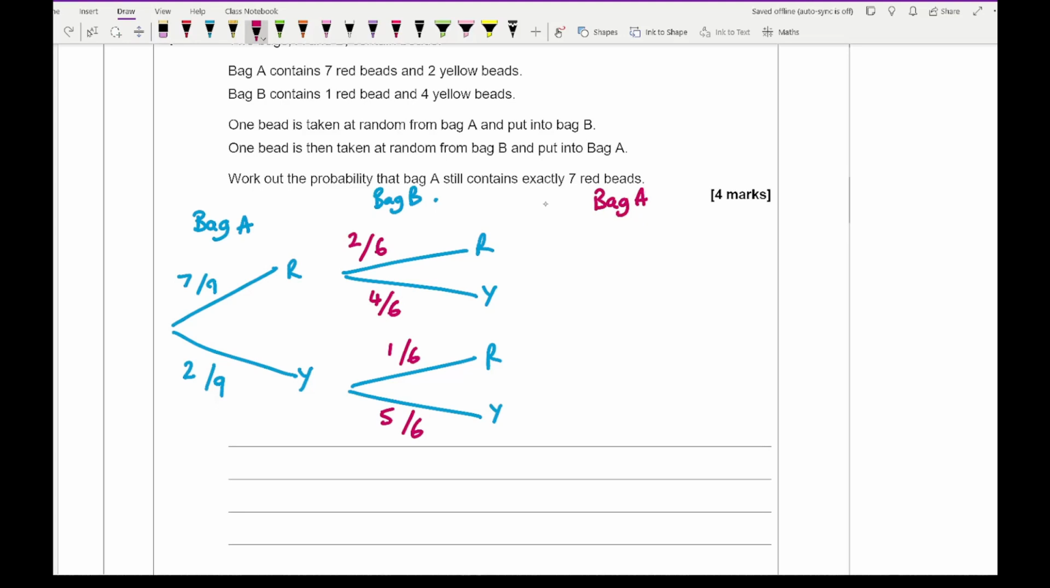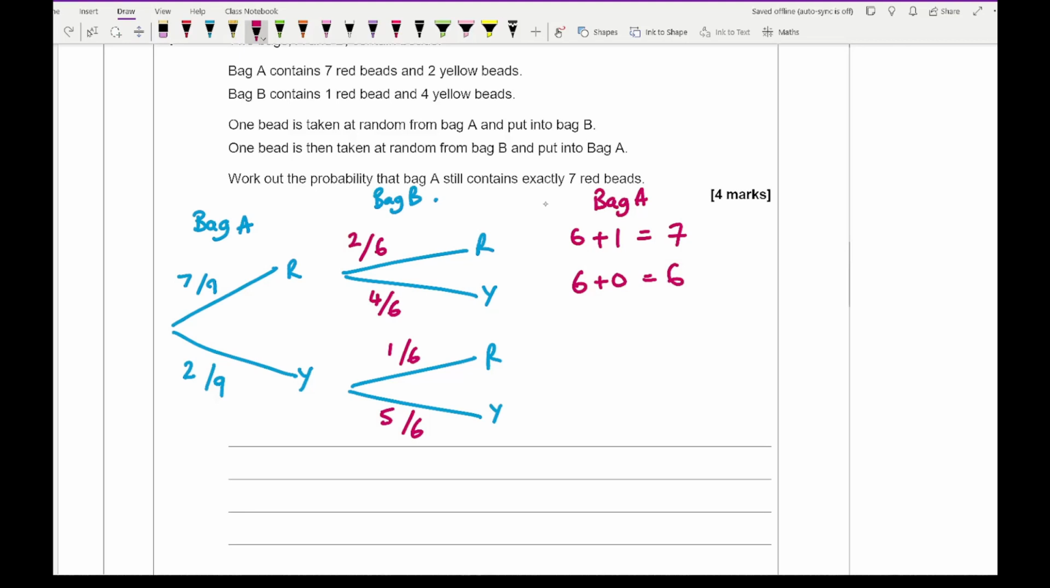Now for the red ones, if I've gone for this route, originally in terms of the red, I've got 6. And then if I'm then going to put 1 in from bag B back into bag A, I'm going to have 6 plus 1, which is 7. If I've selected a red one, I put that in bag B, then I pick a yellow one, then I'm going to put a yellow one back into bag A, so that's going to be 6 plus 0. So there's going to be 6 red counters in bag A when I put that counter from bag B into bag A.